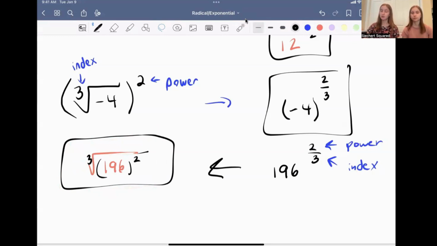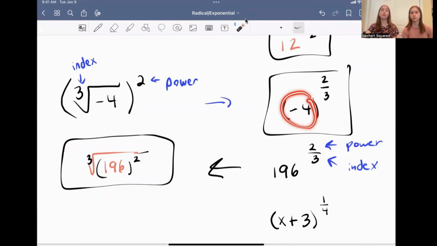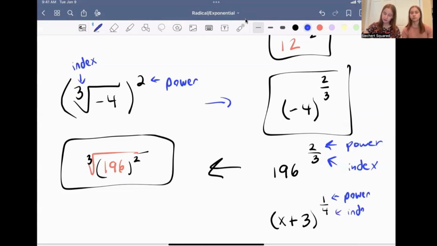And then our last one, for switching it up, we're going to start with x plus 3 to the power of 1/4. So our earlier examples just had one number or one variable, and in this case, we have a polynomial. Exactly. So be careful. You could put a lot of different stuff on the inside, but it's still going to work the exact same. I'm going to identify my powers on top and my index on bottom.